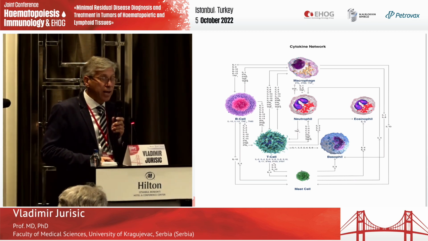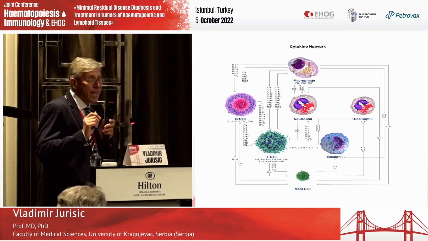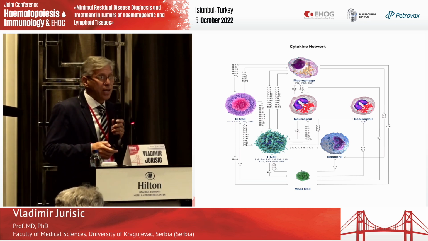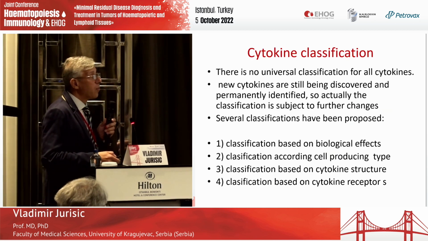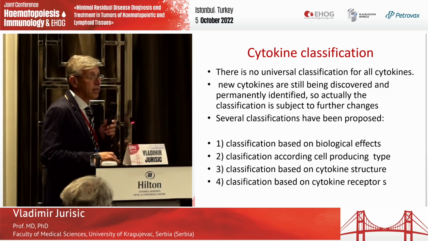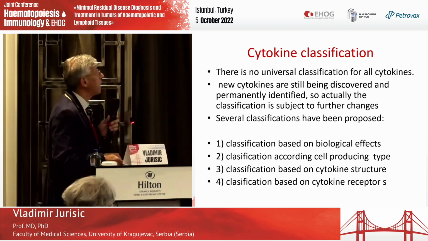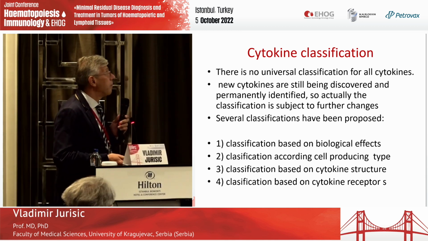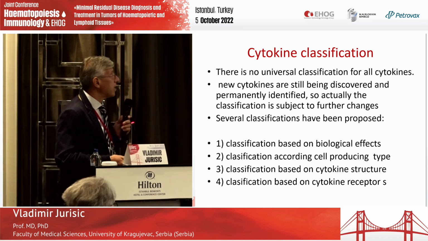Primarily, one cytokine induces an effect from a specific receptor, but this is a minority. Cytokines induce pleiotropic effects. So one cytokine may induce proliferation, maybe stimulation, and this is a new problem: how to classify it. Every day we have a new cytokine discovered, and classification is possible based on biological effects, according to the cell that produces it, based on cytokine structure, or based on cytokine receptors.